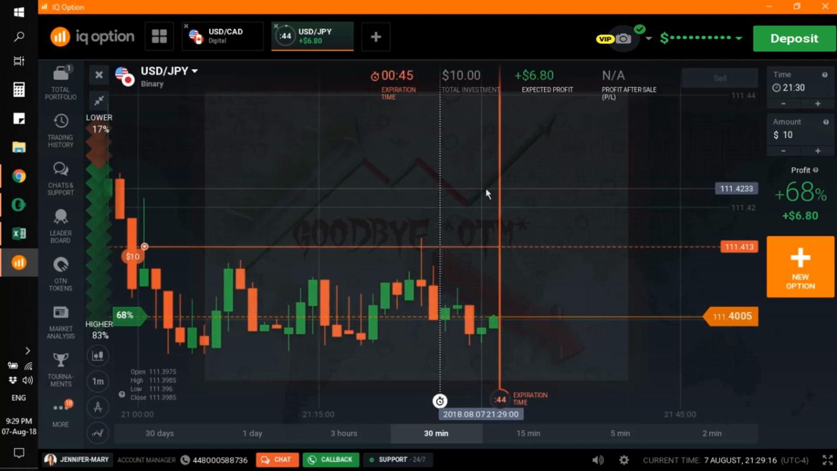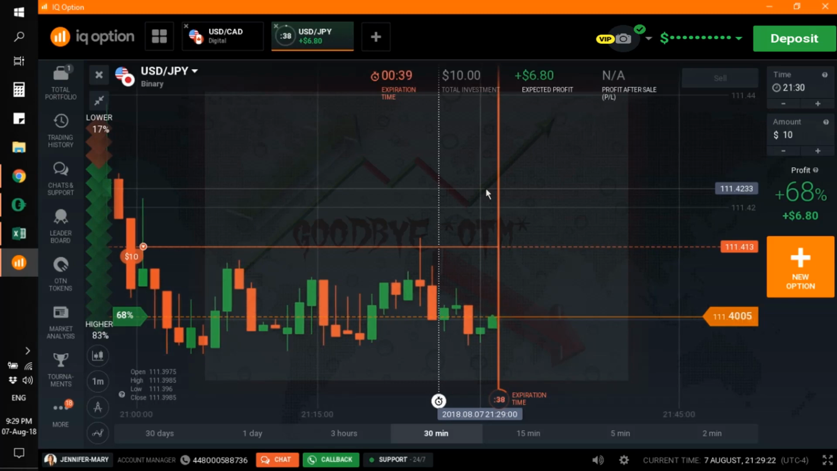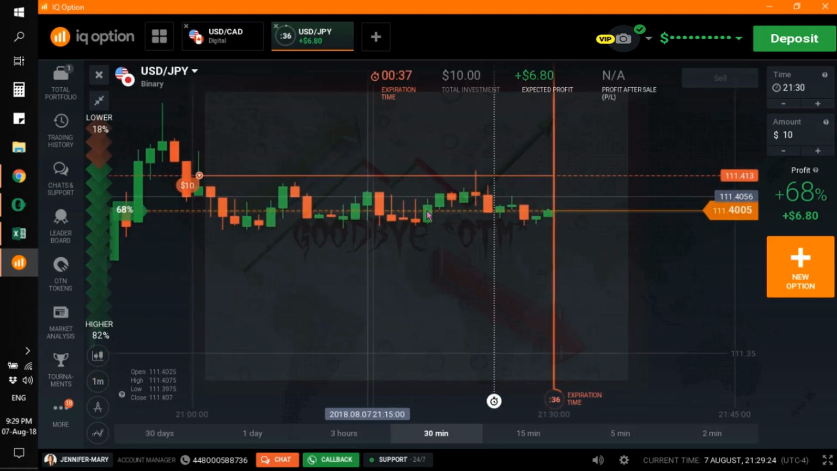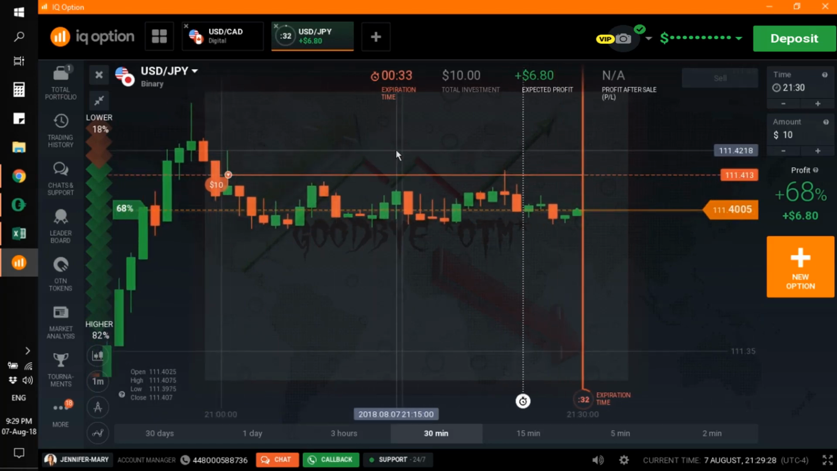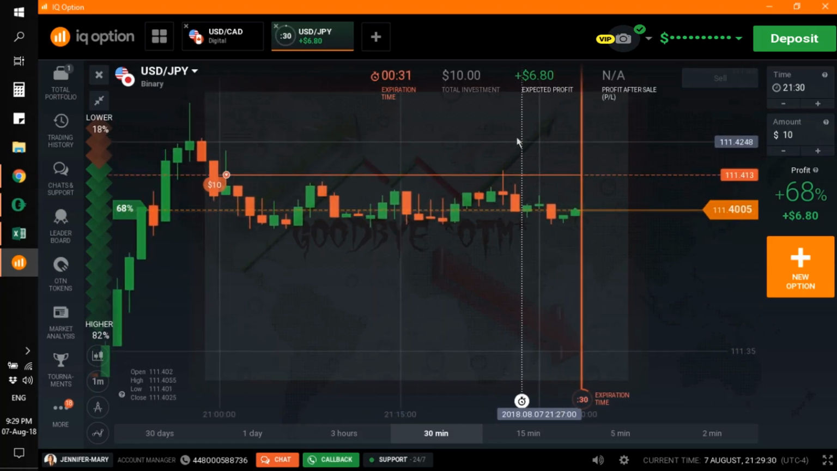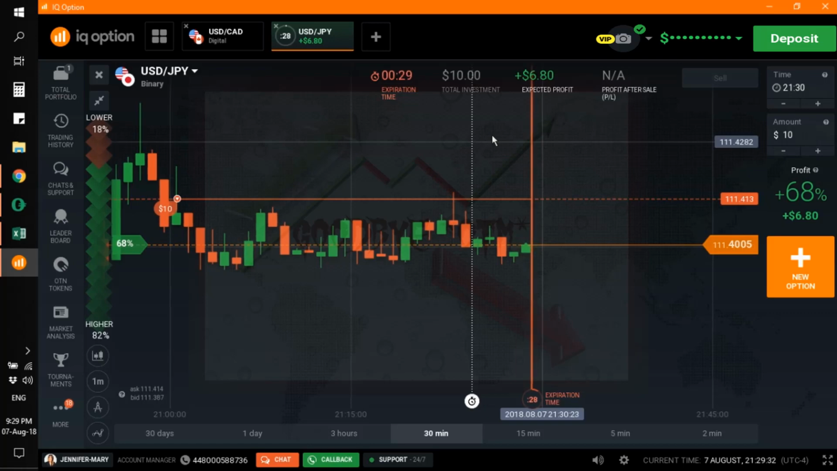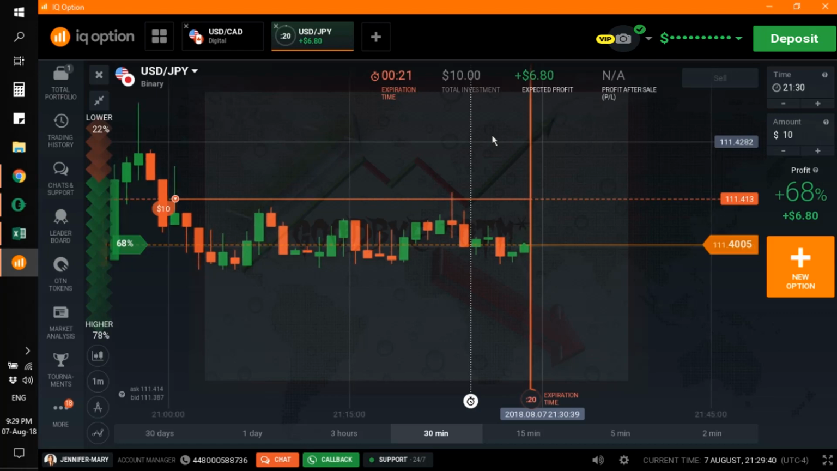Alright guys, here are our last few seconds of this trade. Very nice trade so far, since we entered on this level for $10, and then it's obviously in the ITM position right now, and then it should be our second ITM of the session.